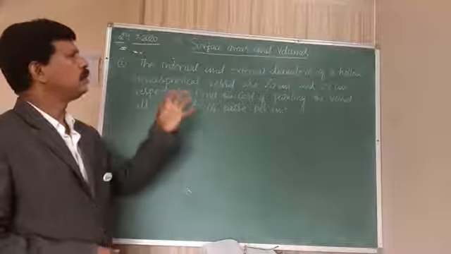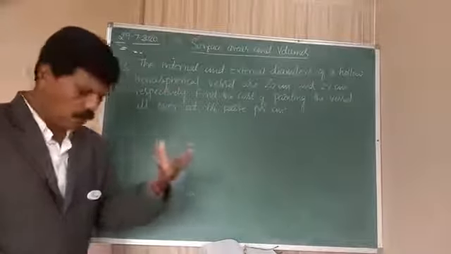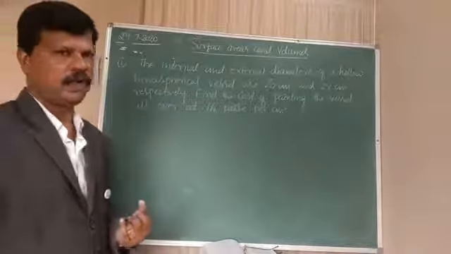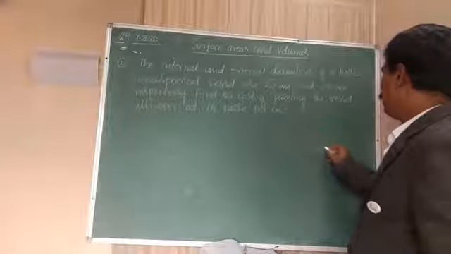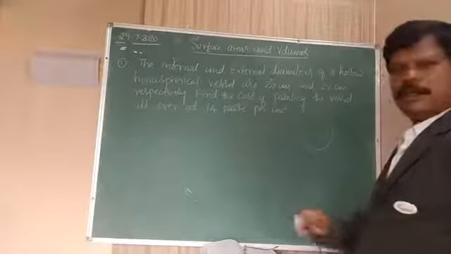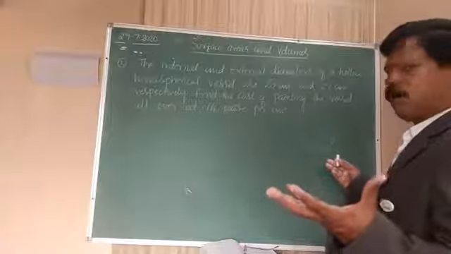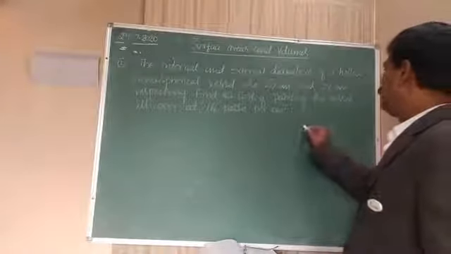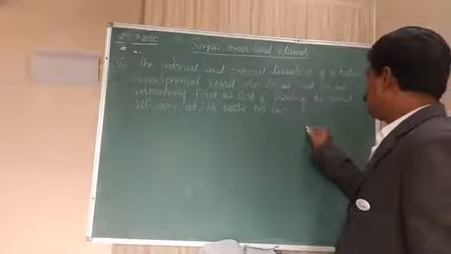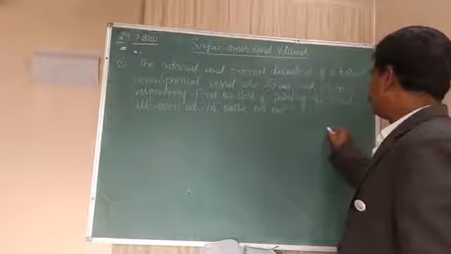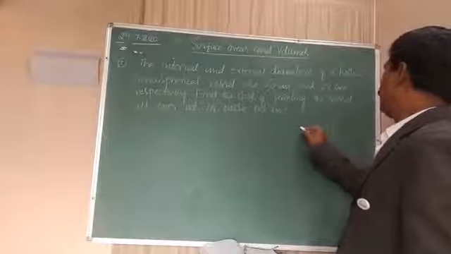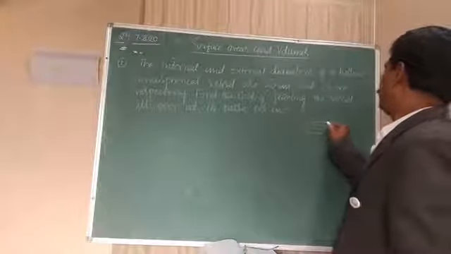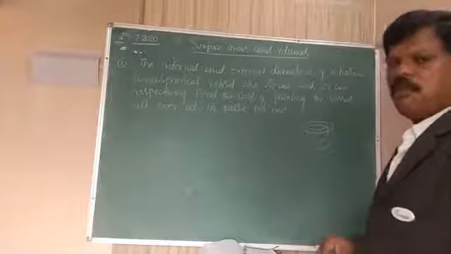Now, how to solve this problem? First you should know how the vessel is. Let me show you the vessel. It is a hemispherical bowl. You all have a bowl. Here there are two bowls like this. This is the inner one and this is the outer one. So this is the bowl.